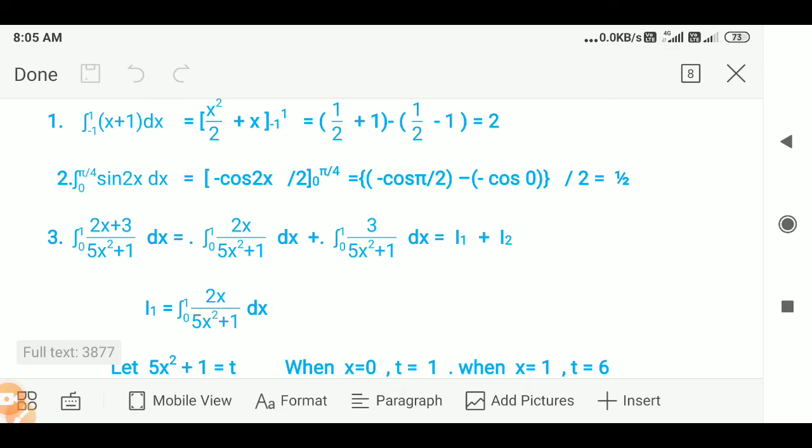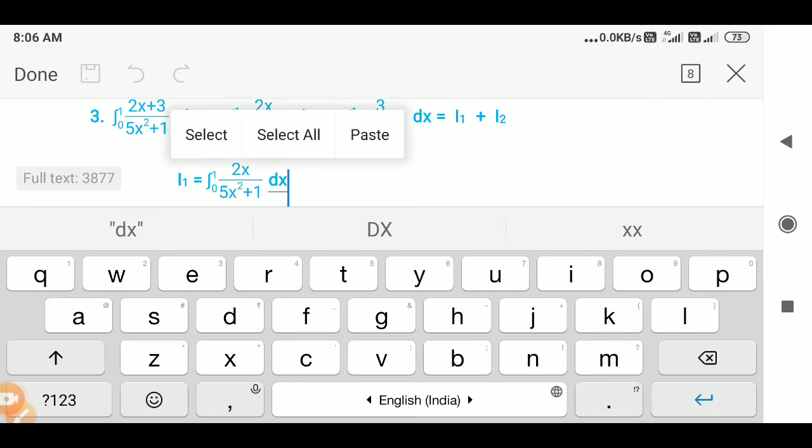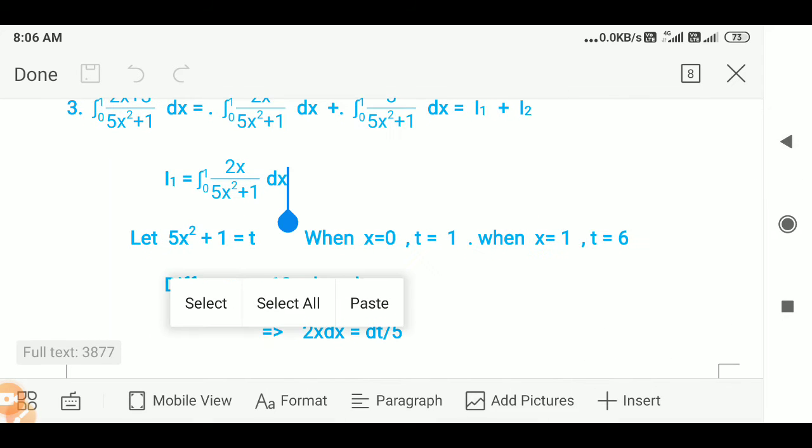There is another question: the integral from 0 to 1 of (2x + 3) upon (5x square + 1) dx. So we can solve it by this method: the integral from 0 to 1 of 2x upon (5x square + 1) dx plus the integral of 3 upon (5x square + 1) dx. Consider the first as I1 and the second as I2. So we integrate I1 first, that is the integral from 0 to 1 of 2x upon (5x square + 1) dx.